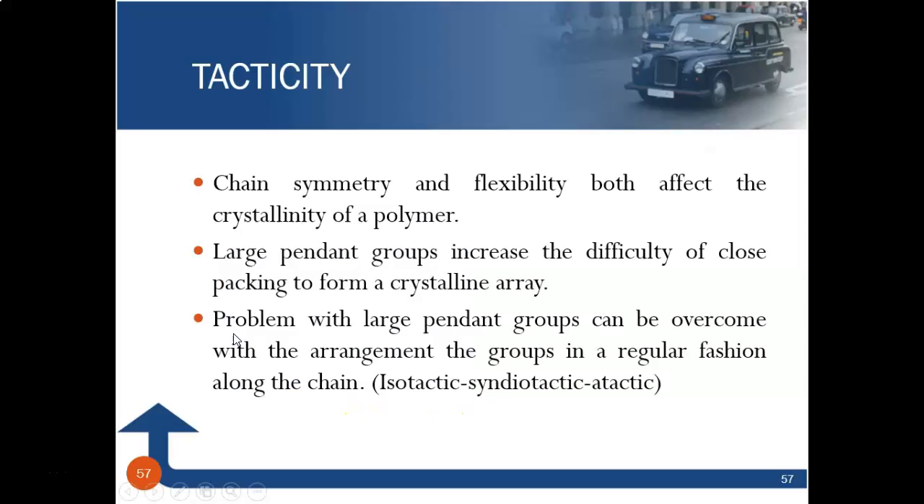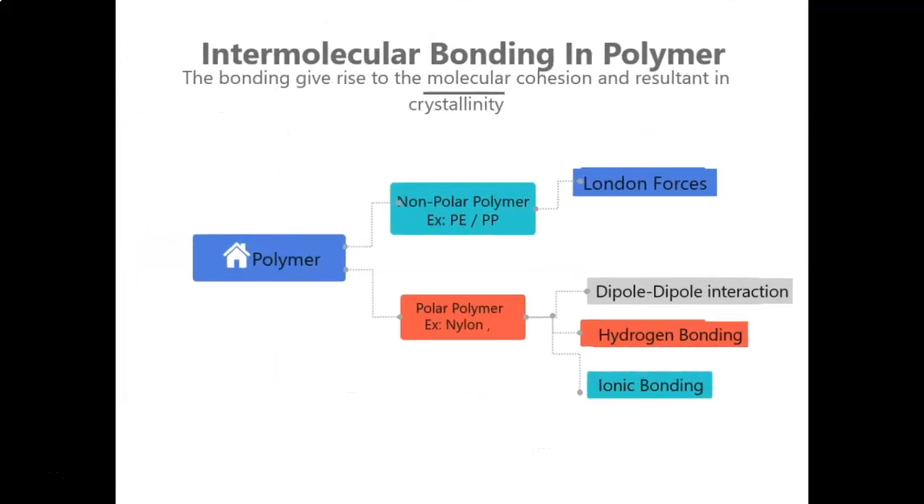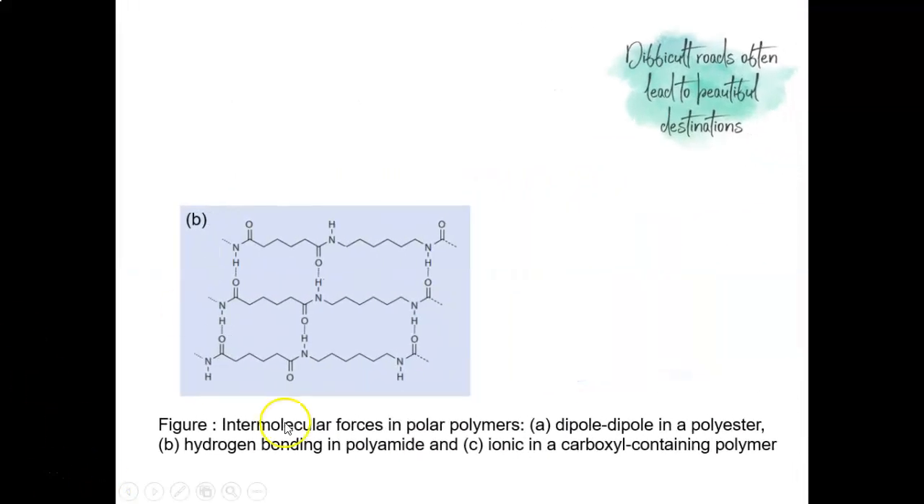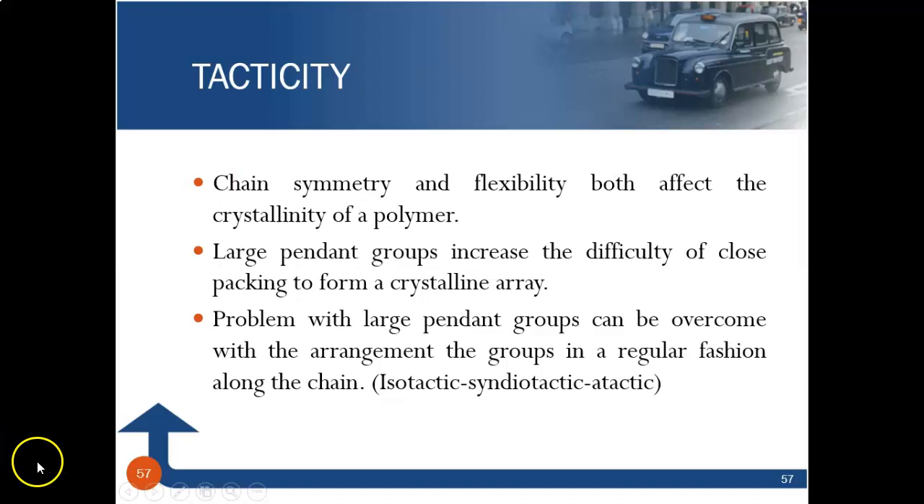Where is A? There is no A. So this is the B. B is the hydrogen bonding in polyamide. This is the hydrogen bonding, and C is in a carboxyl containing polymer. I don't know where the other structure is, but it's okay.